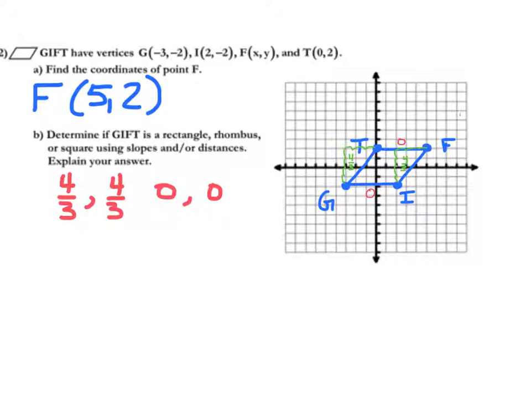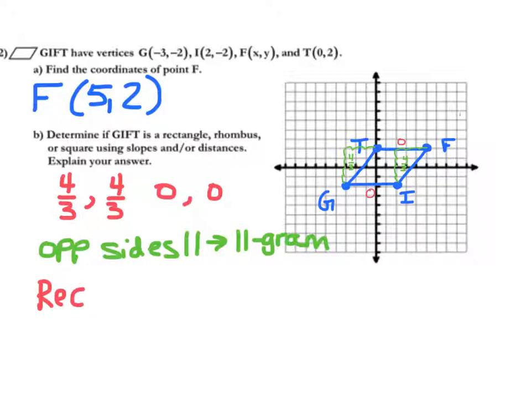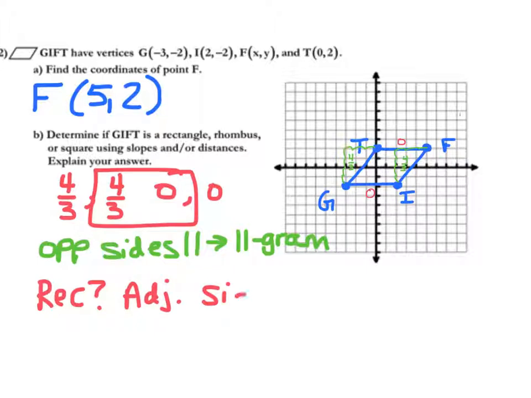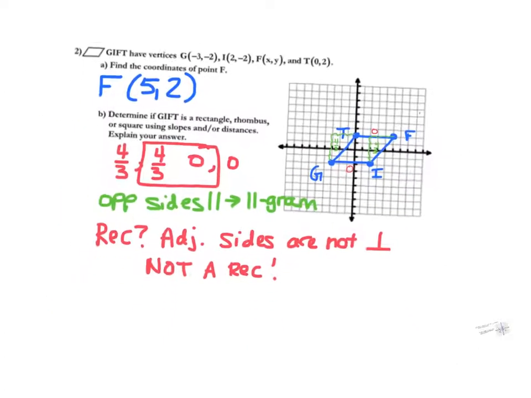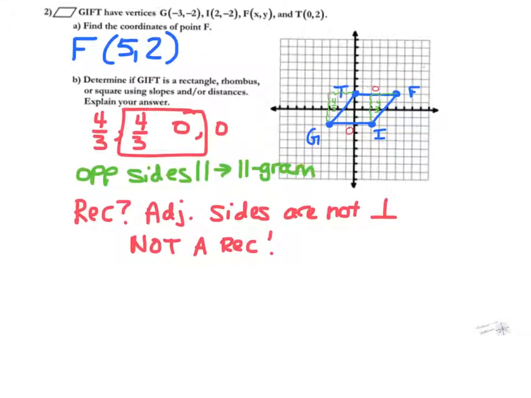So since opposite sides are parallel, because they have the same slope, I know I have a parallelogram. Check for rectangle. Clearly, 4/3 and 0 are not opposite reciprocals. So the adjacent sides are not perpendicular, so it's not a rectangle. Last thing, check if it's a rhombus. I think it kind of looks like a rhombus, but we got to do the distance formula to double check.